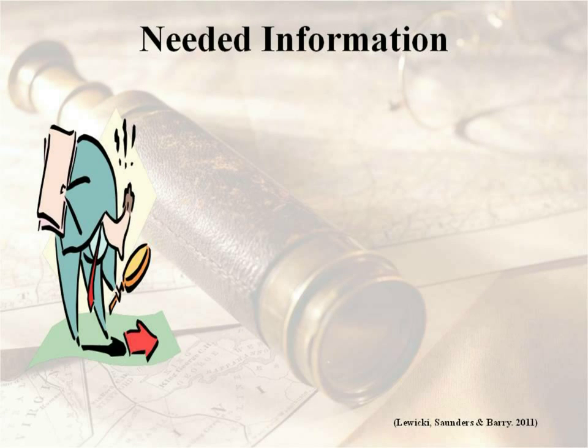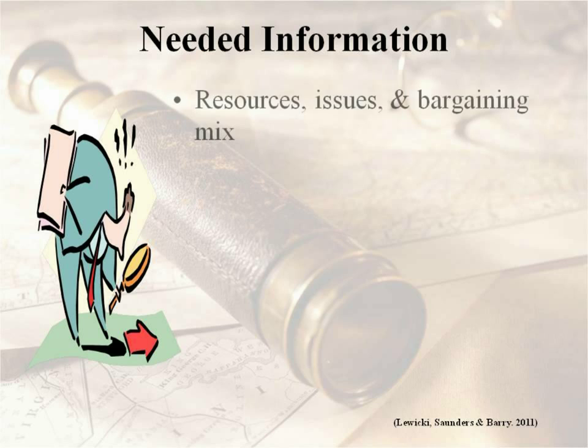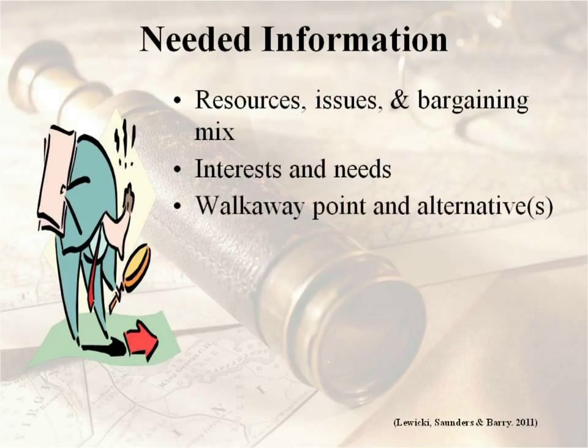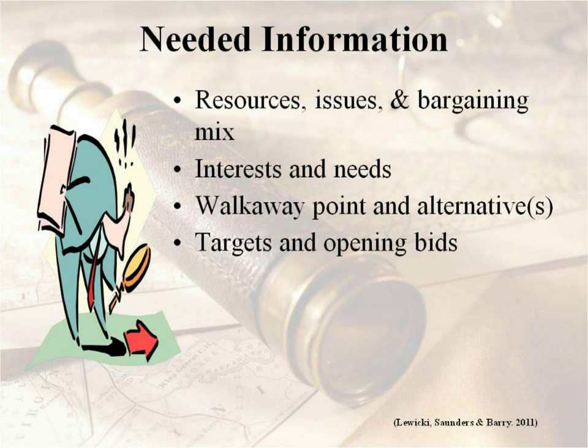Some of the information that you absolutely must have: the resources, the issues, and the bargaining mix. You must understand what resources are on the table. And resources is a very broad term, and it's meant to be. The interests and the needs of both sides. The walk-away point. Is there a point in the negotiation where we absolutely cannot do this anymore and we just have to walk away because their demands are too excessive? And the alternatives to finishing the negotiation.